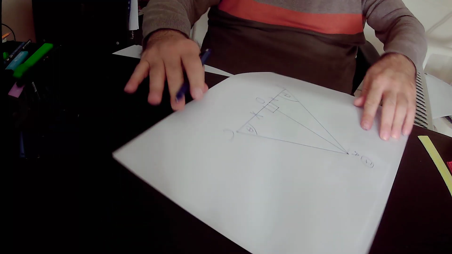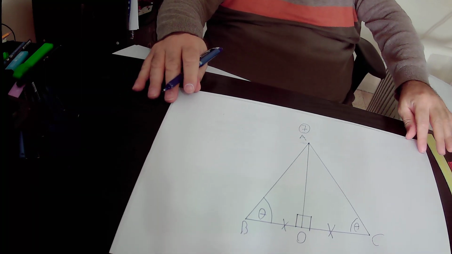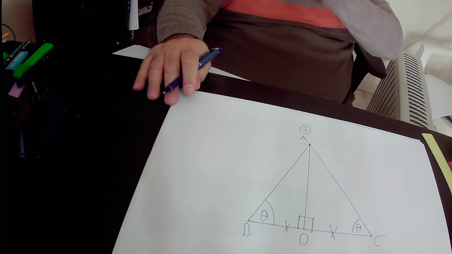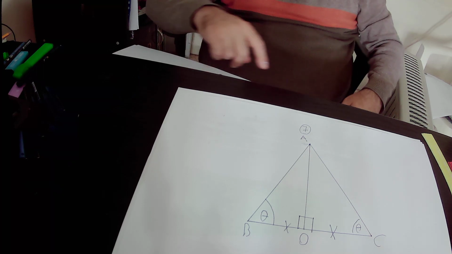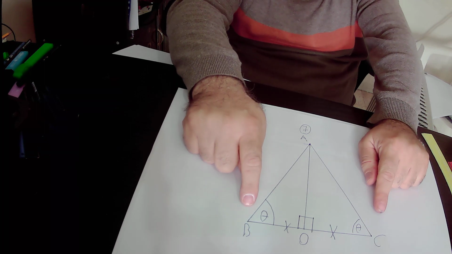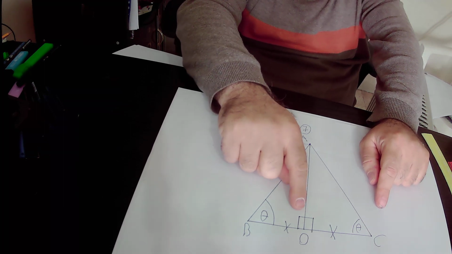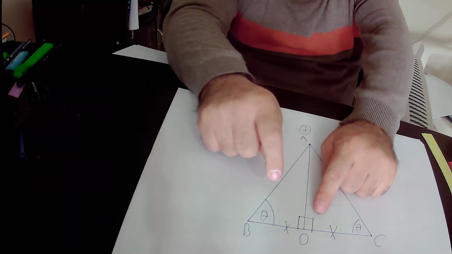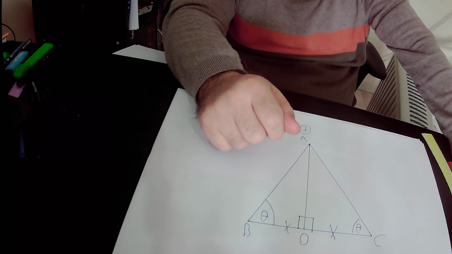So according to rule number 3, if we have an isosceles triangle ABC, then the median AO to the base BC is perpendicular to the base. That is to say, this angle equals 90 degrees and this angle also equals 90 degrees. Okay?